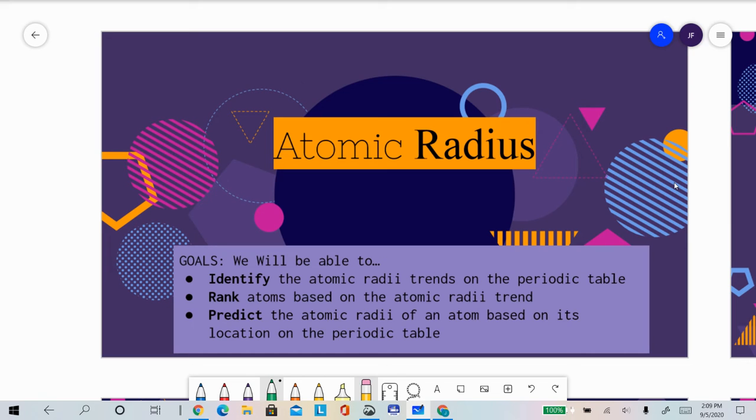All right, after exploring the periodic table in last lesson, we're going to look at a few more trends from the periodic table. So the first trend we're going to look at is atomic radius. By the end of this, we will be able to identify the atomic radii trend on the periodic table, rank atoms based on their atomic radius trend, and predict the atomic radius of an atom based on its location on the periodic table.